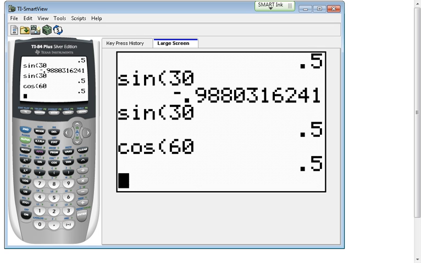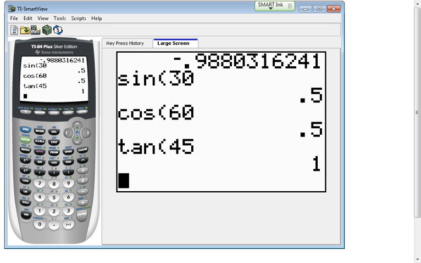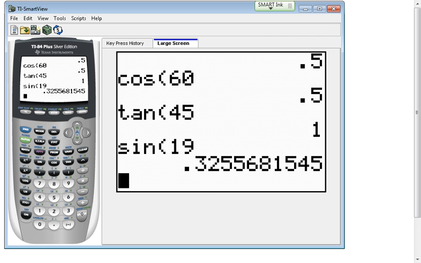And the last one that I had in my notes was the tangent of 45. If I push enter, that comes out to be 1. Now they're not always going to come out to be these nice decimals of 0.5 and 1. If I take the sine of, say, 19 degrees and push enter, I get a messy decimal, and that's going to happen a lot when we work with trig. It's okay to not always have integer values or whole numbers for our answers.